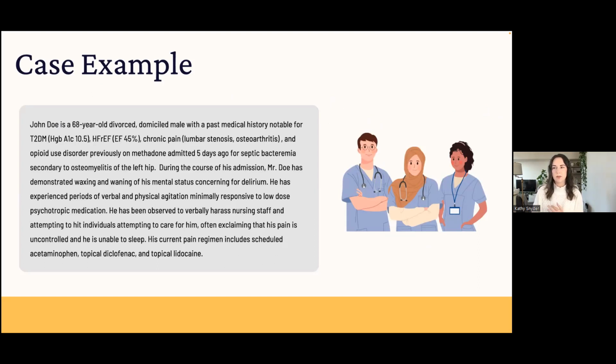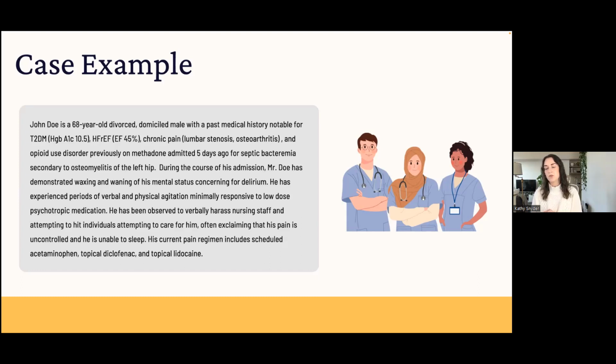So he's got type 2 diabetes. His A1C most recently is 10.5. He has HFrEF with an ejection fraction of 45. Chronic pain that is mostly attributed to lumbar stenosis and osteoarthritis. He has a history of opioid use disorder. He was previously on methadone, and he was admitted 5 days ago for septic bacteremia secondary to osteomyelitis of the left hip. During the course of his admission, Mr.